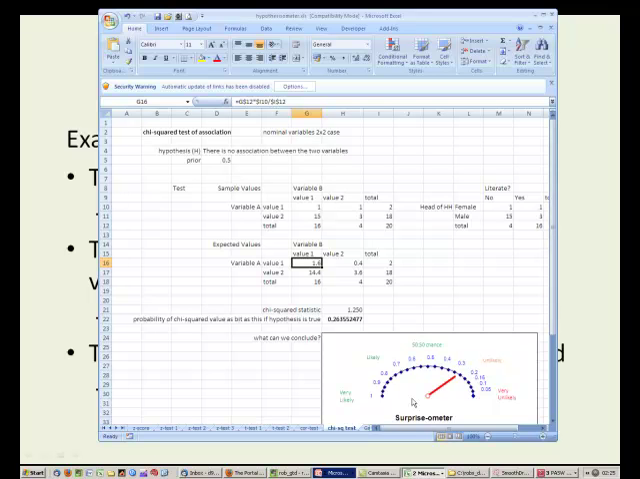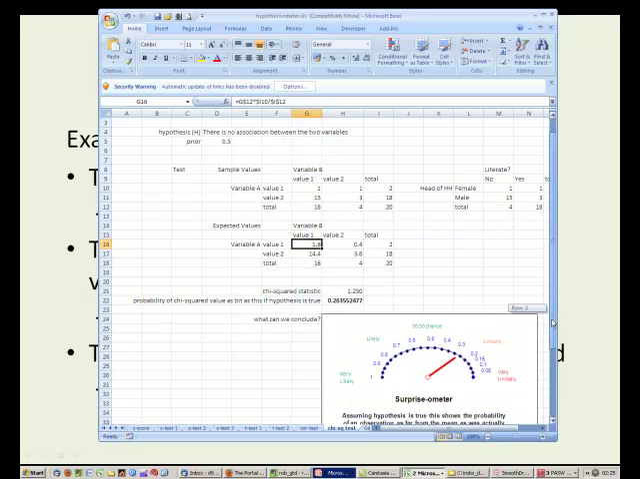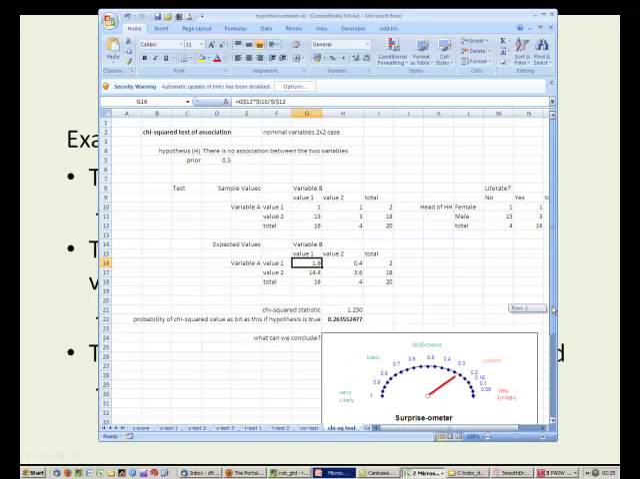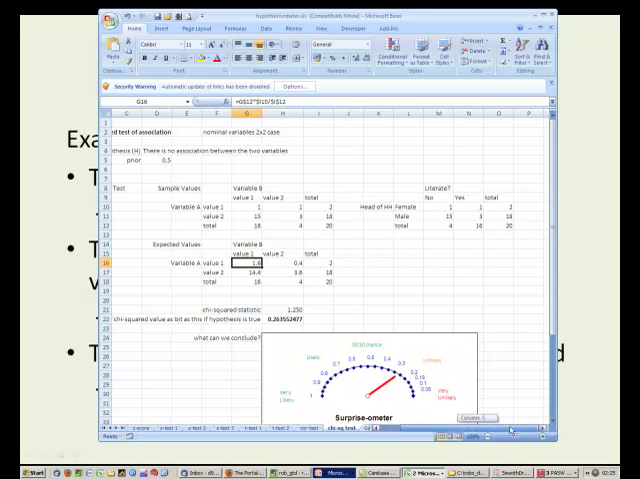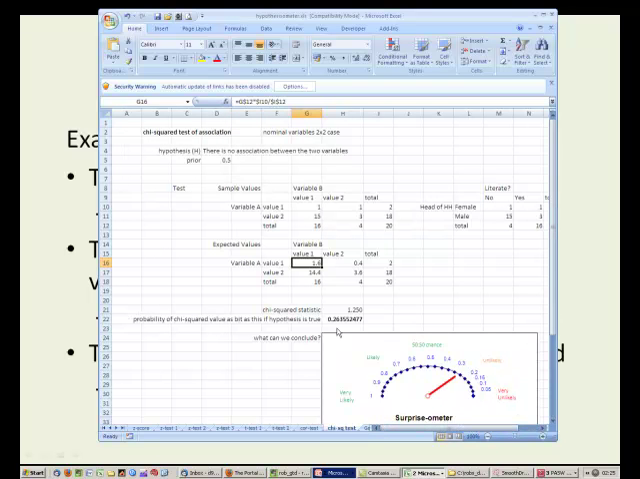And in this case, instead of using a t or a z, it's using what's called a chi-squared statistic, which is why the test is called a chi-squared test. But if you were doing one of these tests, all you need to know is how to tell the computer how to do it, and then interpret this, which is the same old result on the surprisometer.